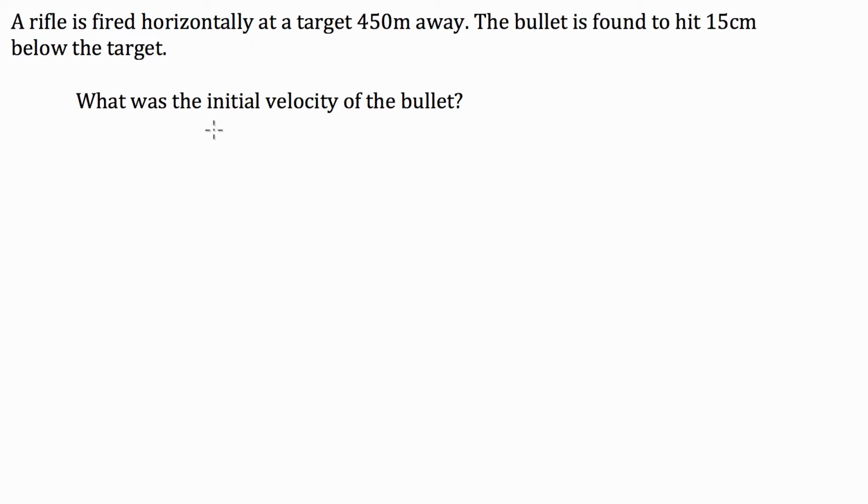Okay, so first of all, I like to draw questions like this out to help myself figure out what I have to do. So we've got a rifle firing a bullet horizontally, so we're going this way, and this has a velocity which we're trying to find. But because gravity pulls the bullet towards the earth, it ends up landing 15 centimetres below where it has to.